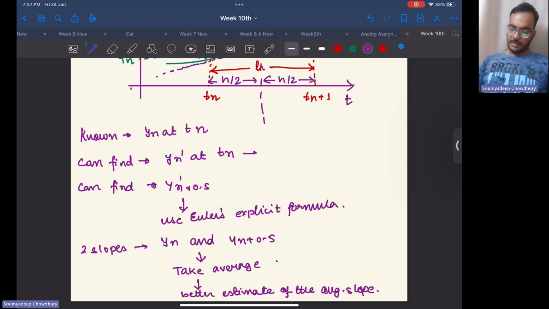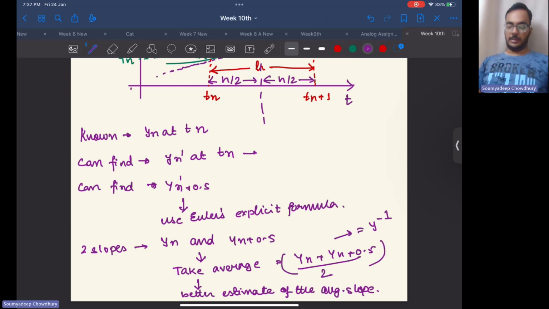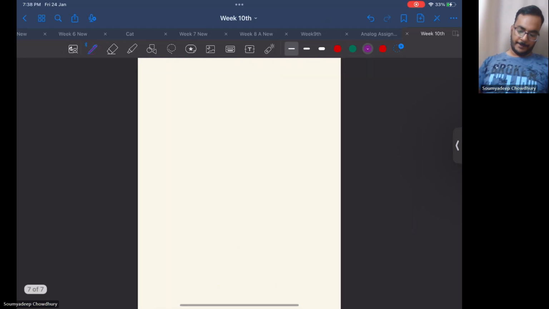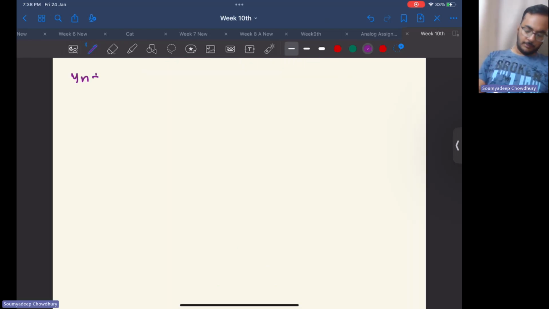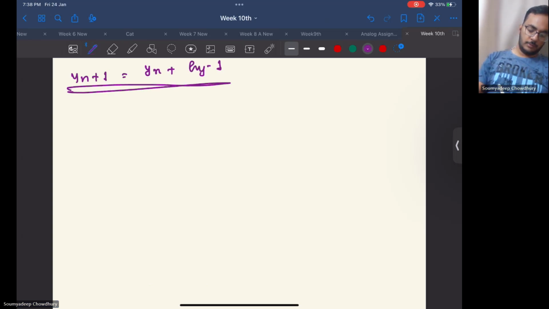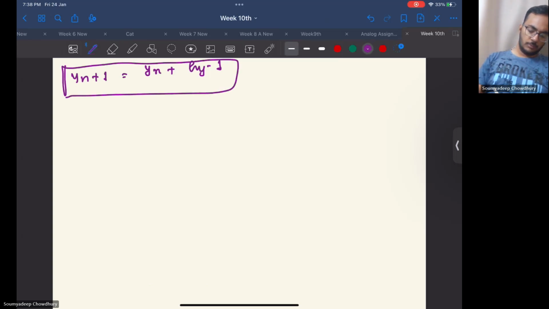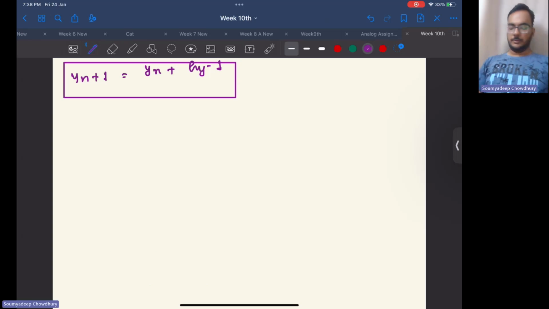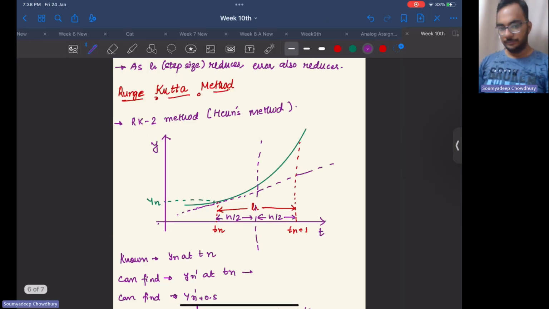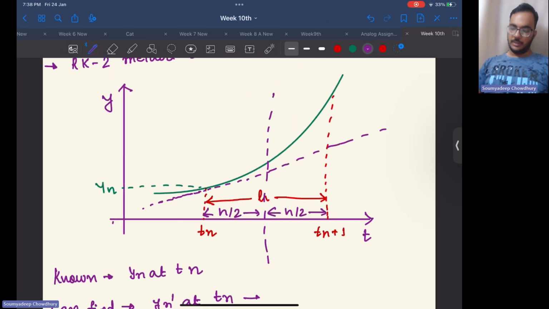So let us take the average as y between yn and yn plus half. Let us discuss this as y inverse we are telling. So then your yn plus 1 will be yn plus h into y inverse. So finally, this is your RK2 method. Here, if you try to see it geometrically, it is a little bit complex.